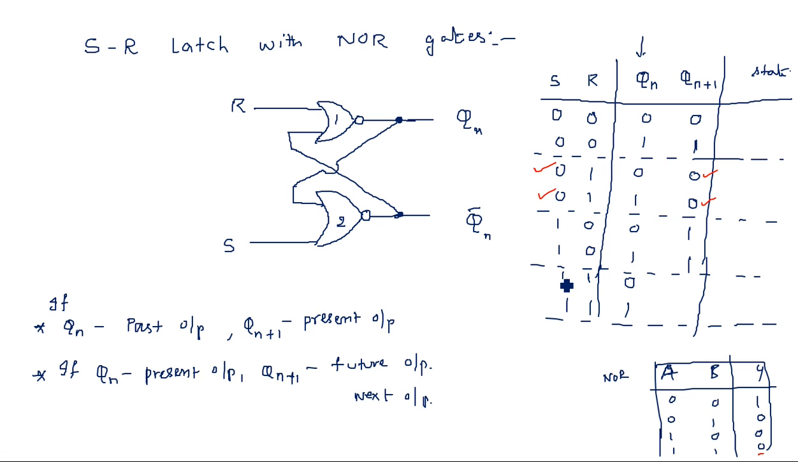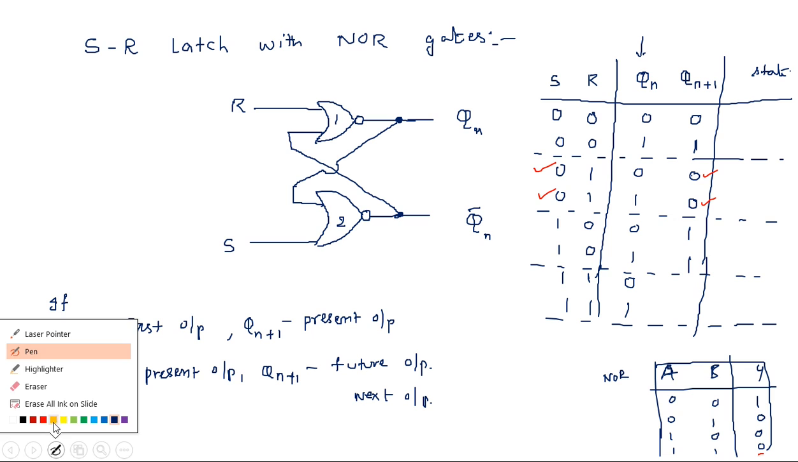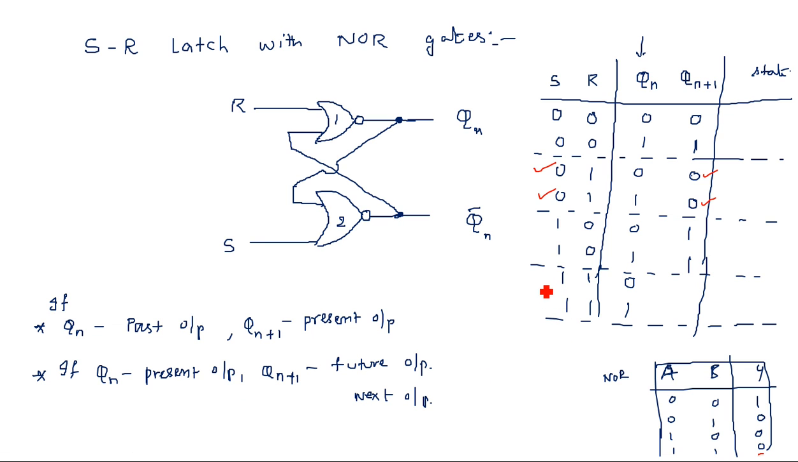See here, see carefully. Now I am discussing this case. When R is equal to 1, Qn is equal to 0. When R is equal to 1, what is the Qn? Qn we have assumed initially it is 0. It is 0, which means this is 1. This is 1. Okay, 1 1. What is the output? 0. This is the next state output.